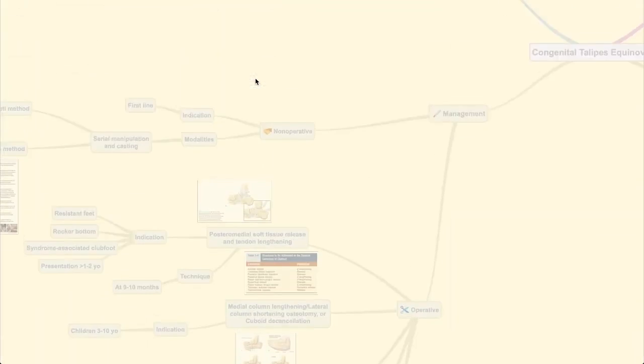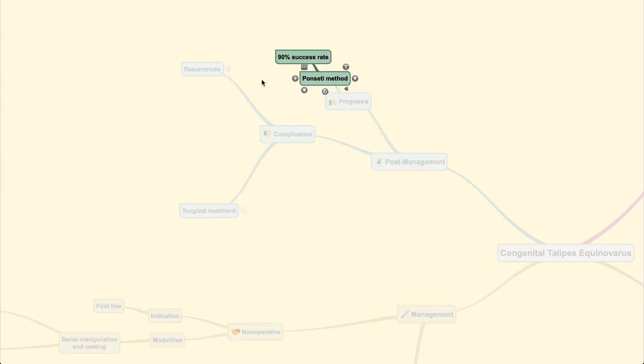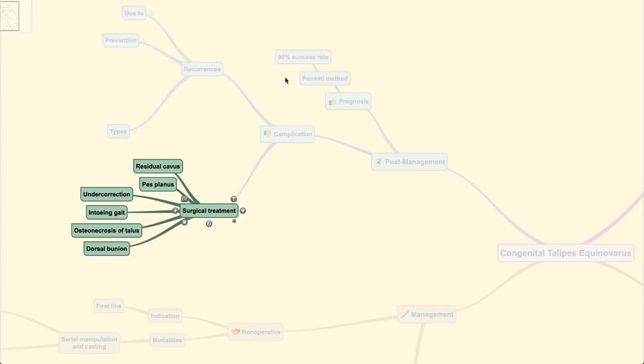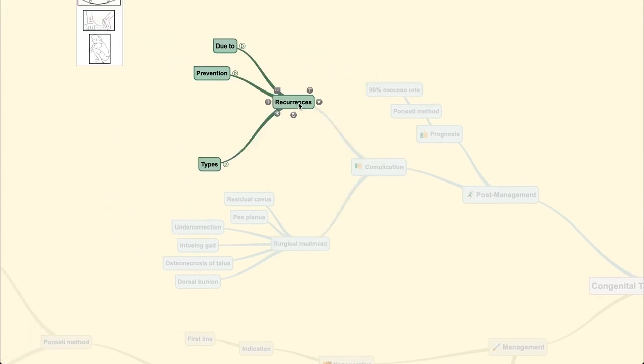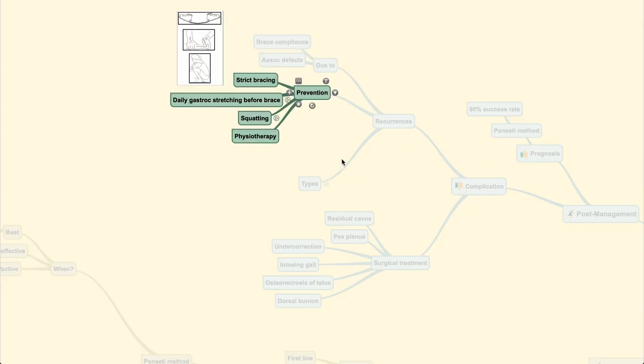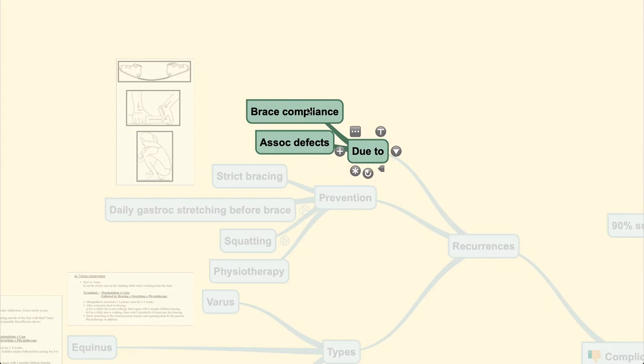Okay, and finally, we will cover a little bit regarding the post-management program. You could see here that the Ponseti usually has a very high success rate, up to 90%, but sometimes complications do occur, such as recurrences. Why do clubfoot recur? Usually it is due to brace compliance. There have been several papers that predict the recurrences of the clubfoot based on the brace compliance, and they found a significant correlation between the brace compliance and also the degree of the recurrence.